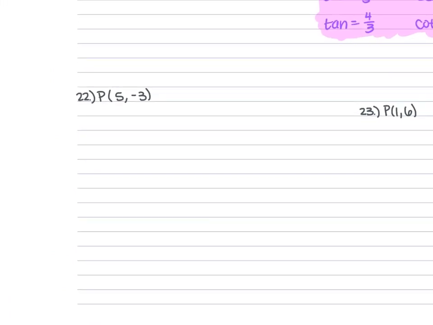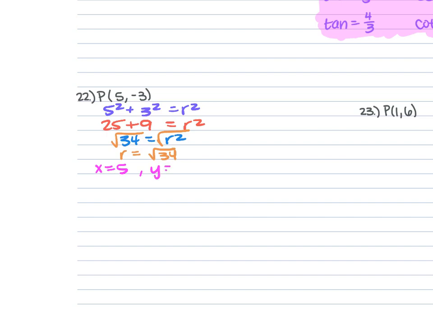For 22, we have an a of 5, so it's going to be 5 squared plus 3 squared is equal to r squared. So 25 plus 9 is equal to r squared. That's going to give us 34 is equal to r squared. We take the square root of both sides, so r is equal to the square root of 34. So our x is 5, our y is 3, our r is the square root of 34.